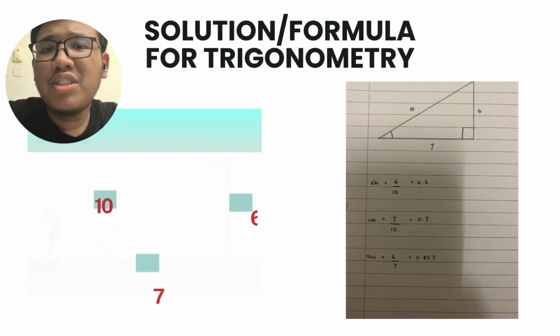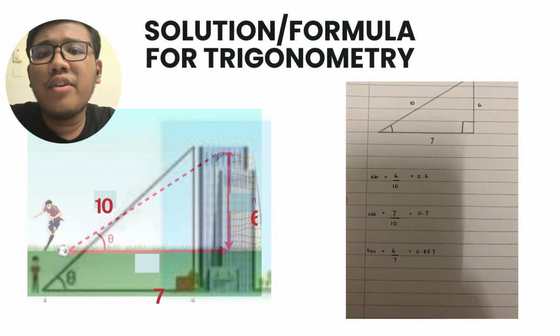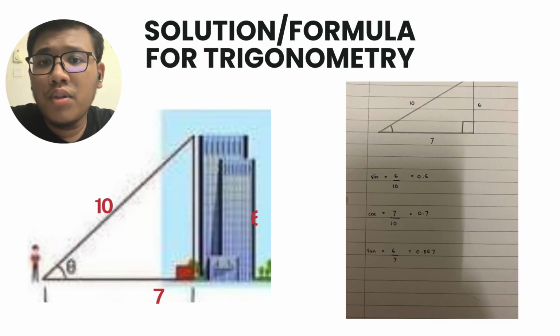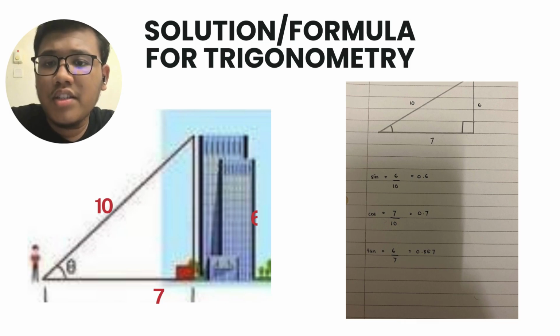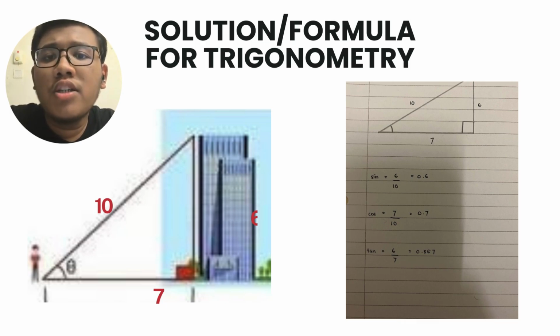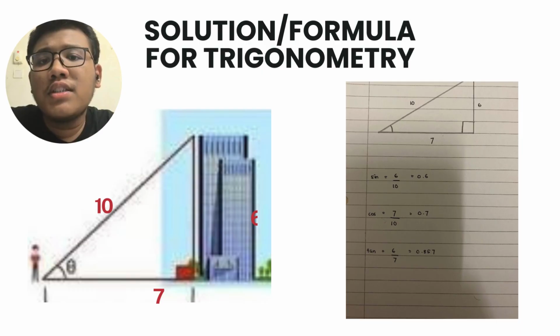Here we can see how trigonometry is used in real life. Imagine you're standing some distance from a tall building and you want to calculate its height or the angle without actually climbing it. We can use the triangle explanation. We have a right angle triangle. The hypotenuse is the slanted line, 10 units. The base or adjacent side is 7 units. And the opposite side, which represents the building height, is 6 units.